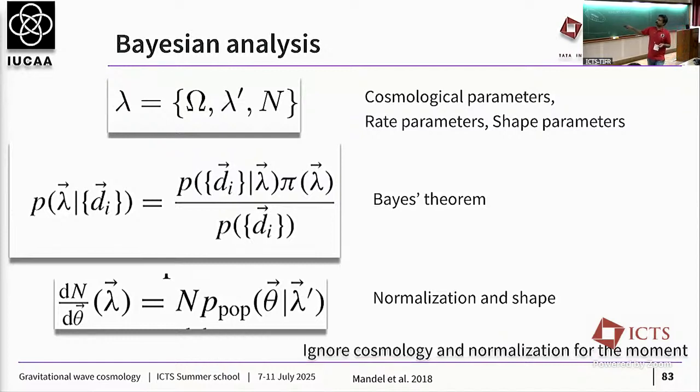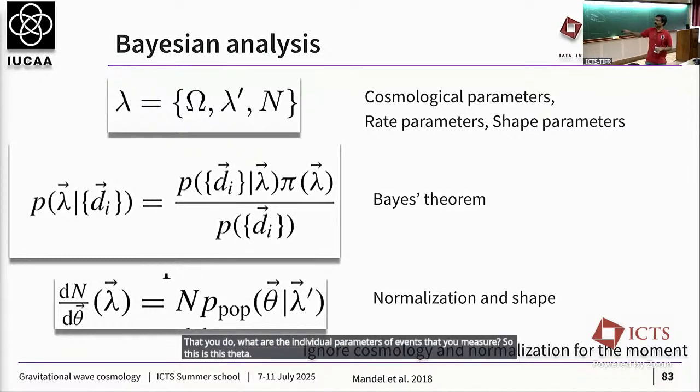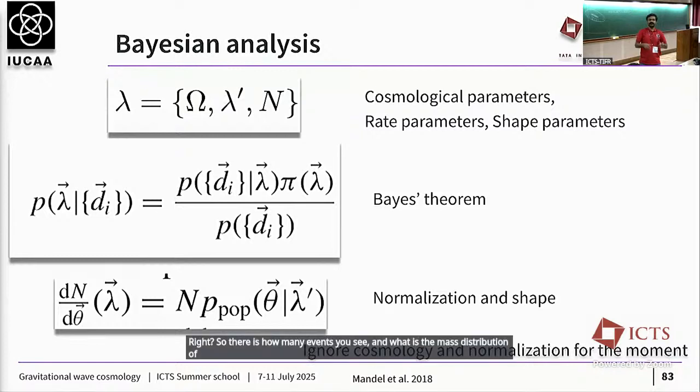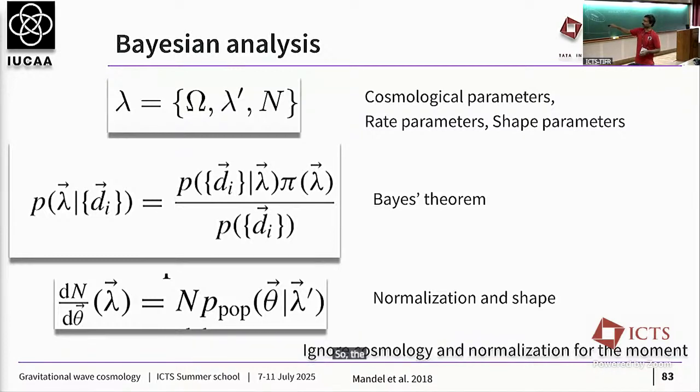And so what you will get is dN by d theta. So the measurements that you do, what are the individual parameters of events that you measure? This is this theta. And that will have a certain amplitude N and a distribution, so a shape, right? There is how many events you see and what is the mass distribution of these events. So the mass distribution parameters, let's put in lambda prime, and the number itself is in N. Let's assume cosmology is constant for the moment.